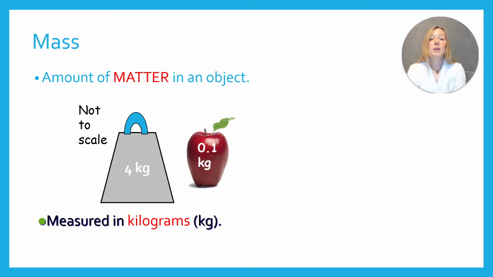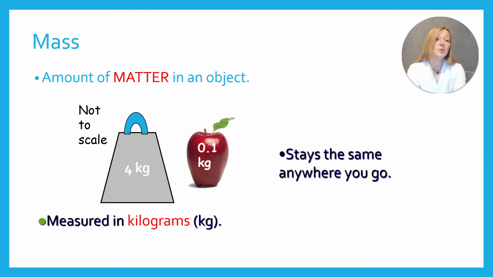So mass can be described as how much matter an object has, so how much stuff there is, how many particles are in that particular material, and it's measured in kilograms. So that's really important. When you see kilograms, you're looking at the mass, not the weight. And mass will stay the same no matter where you go throughout the universe.